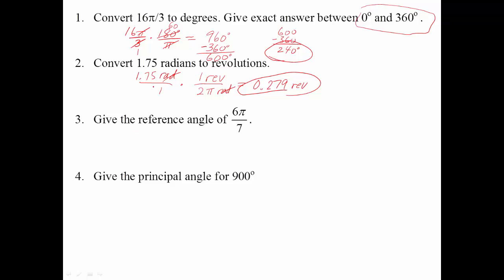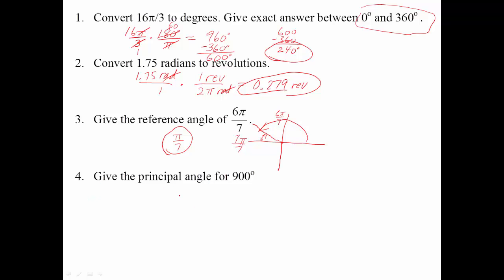Number three, find the reference angle. Okay, so I have 6 pi over 7. Well, on the coordinate plane, I know that this is 1 pi. 1 pi is really 7 pi over 7. So I know 6 pi over 7 should be somewhere around here. So this little reference angle in here will be the difference between 7 pi over 7 and 6 pi over 7, which is 1 pi over 7.